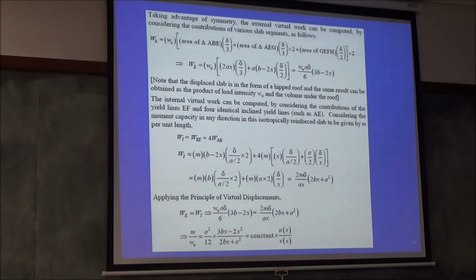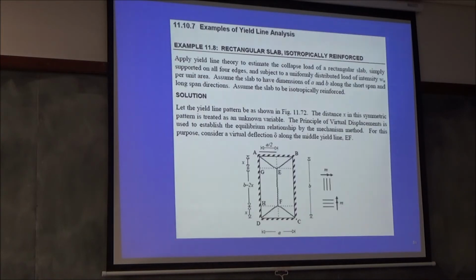So let's say we got this. We'll figure it out later. The internal virtual work is also easy. Why? The work done by EF is very easy. So the total internal virtual work is the work done by EF plus 4 times the work done by AE. Got it?